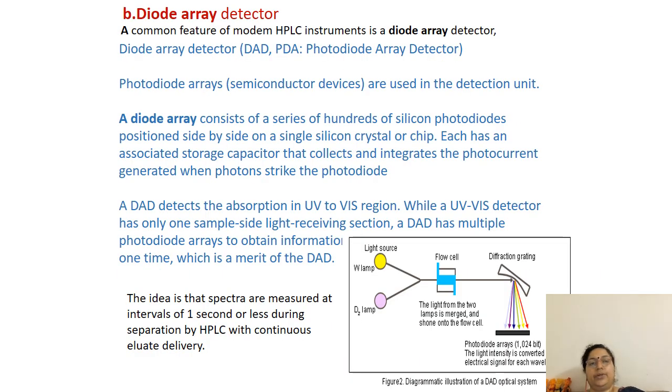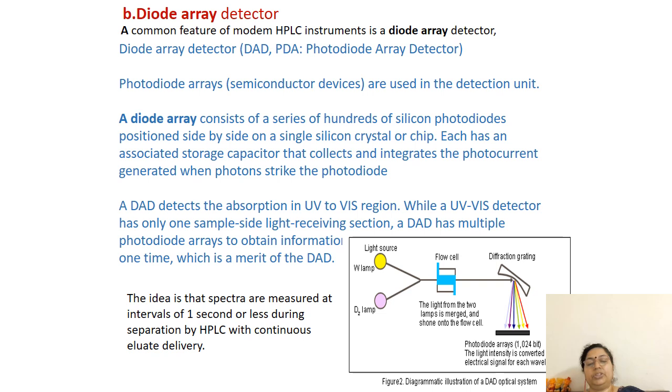Next one is the diode array detector. Diode array detectors are commonly used in modern HPLC instruments. A diode array consists of a series of hundreds of silicon photodiodes positioned side by side on a silicon crystal or chip. Each has an associated storage capacitor that collects and integrates the photocurrent generated when photons strike the photodiode.